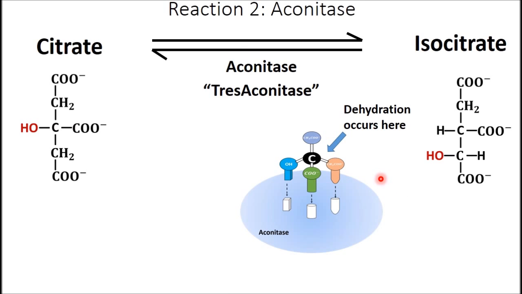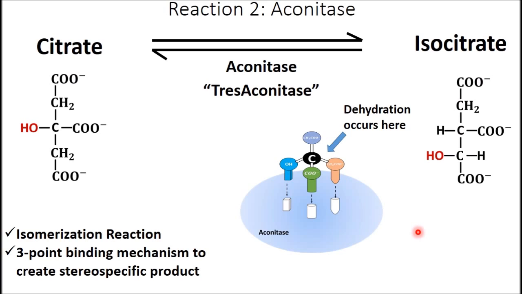I have a mnemonic, so it's called tres aconitase, really. It's an isomerization reaction. Immediately, you know that the free energy is approaching 0, a reversible reaction at equilibrium. And it uses the 3-point binding mechanism to create the stereospecific product here, this isocitrate. And I'm going to go through that.